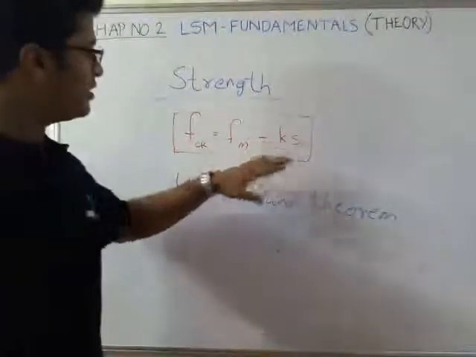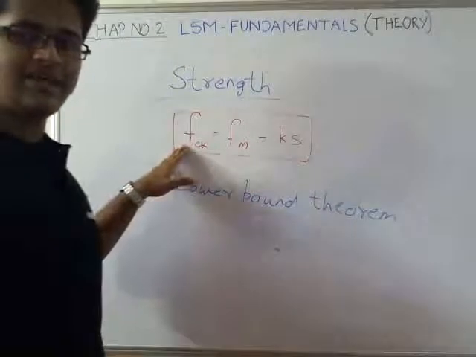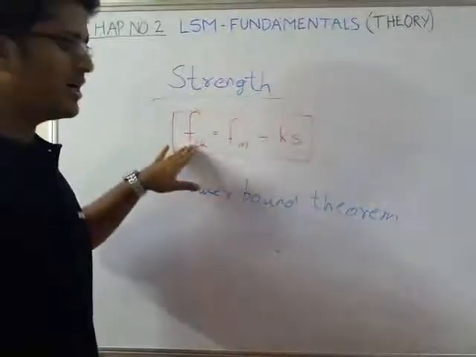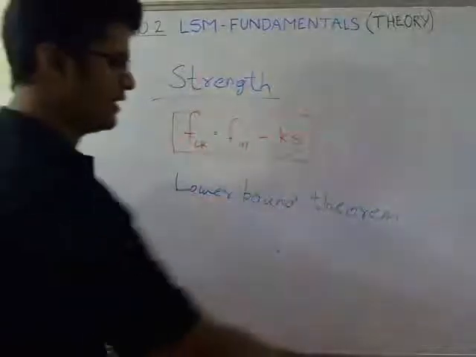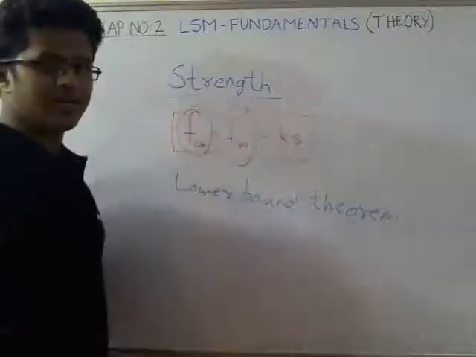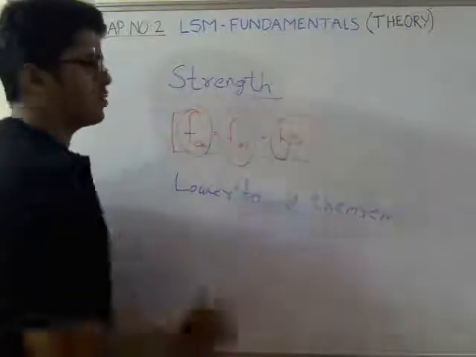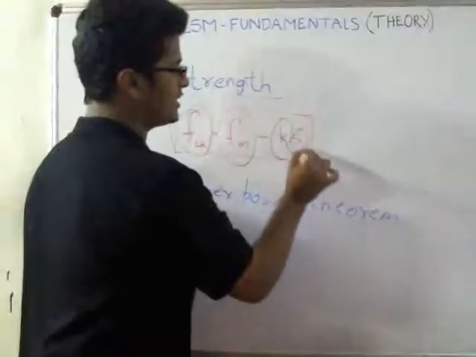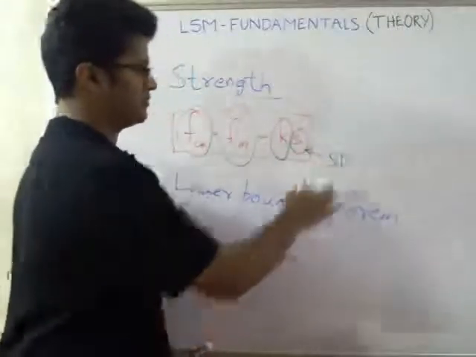One should note that all the terms here are exactly the same as they were in the characteristic load formula, except here it is characteristic strength. FCK stands for characteristic strength. This is the mean strength. K is a multiplying constant factor, and S is nothing but the standard deviation.